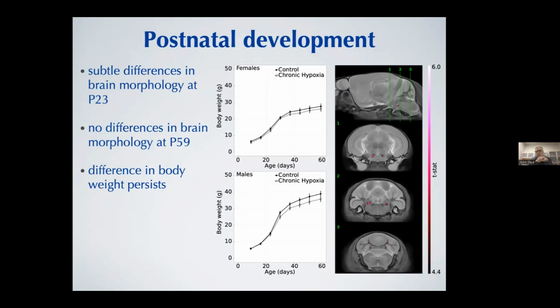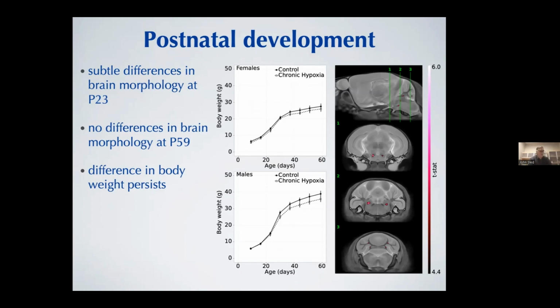And so we looked at 2 time points, P23, so 23 days old, which would be an adolescent mouse, and then P59, which is an adult mouse. And so at P23, we could detect very subtle morphological differences, mostly in the posterior part of the brain and mostly in white matter structures. And at P59, we couldn't detect them at all. So it's clear that these adaptations that the fetus has work, in the sense that they do what they say and prevent large, widespread brain injuries.